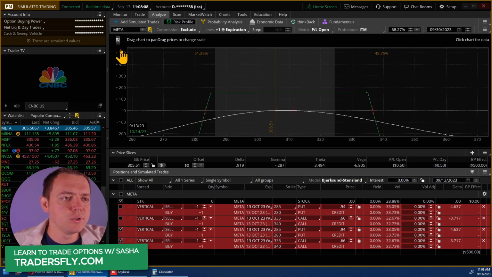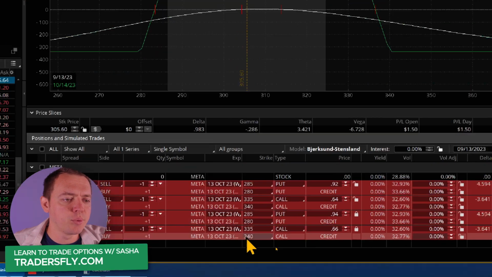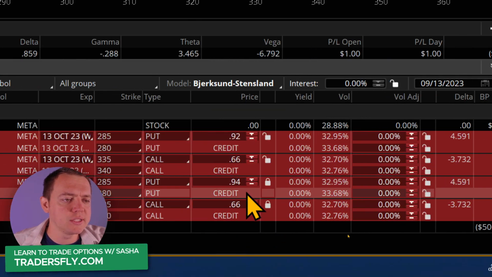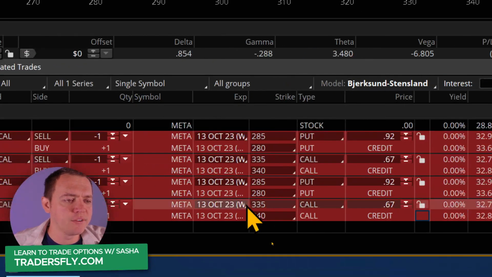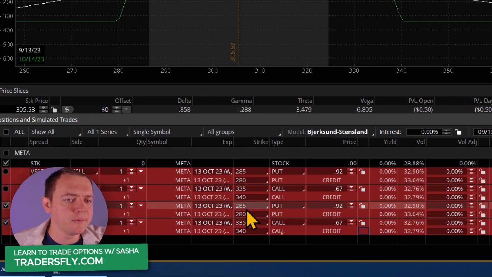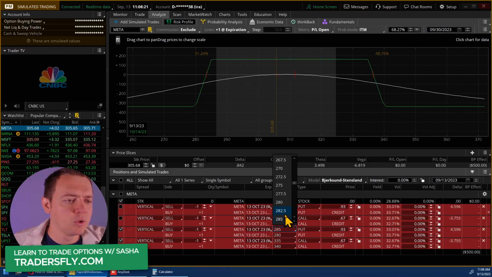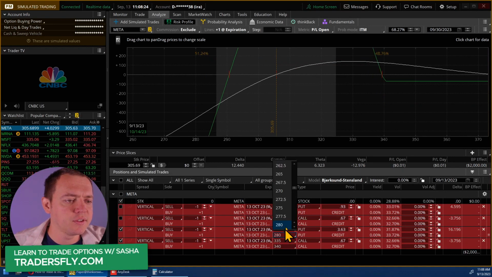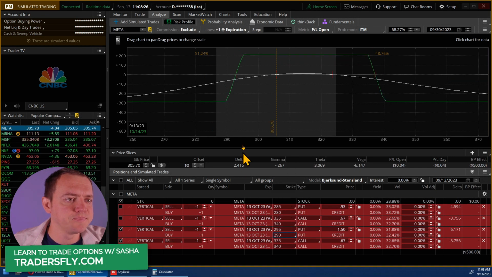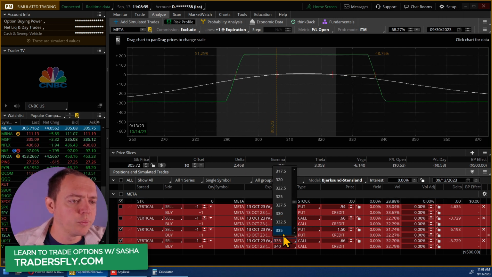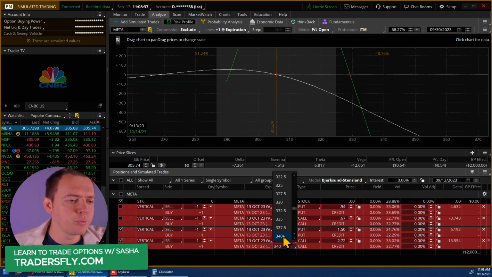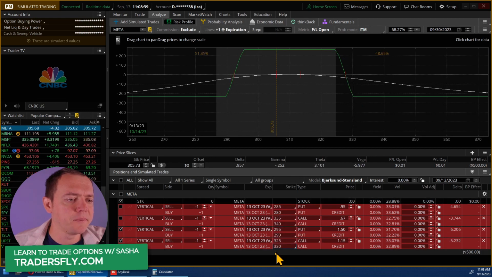Okay, so what we can do now is start bringing in these strikes closer to the current price, which is 305. So let's bring this in, meaning the put side will go in to 295, and then we'll do this one to 290. What you'll see me doing is bringing this side in and this side in closer, and by doing that, we're really building a butterfly.